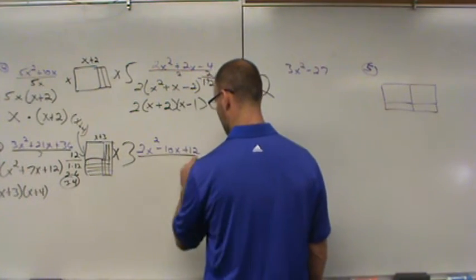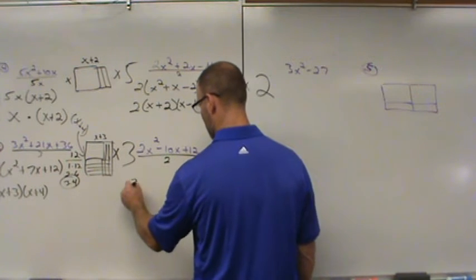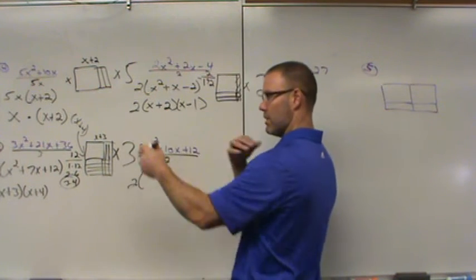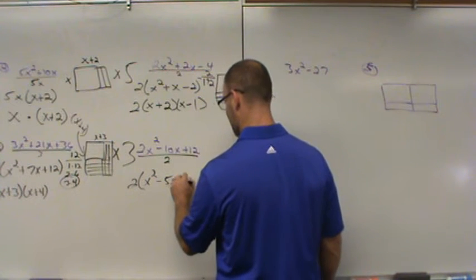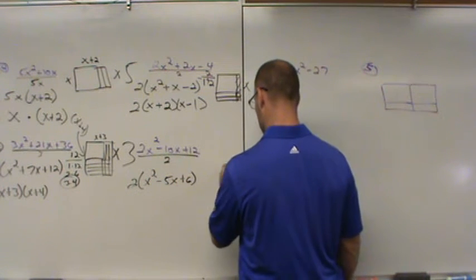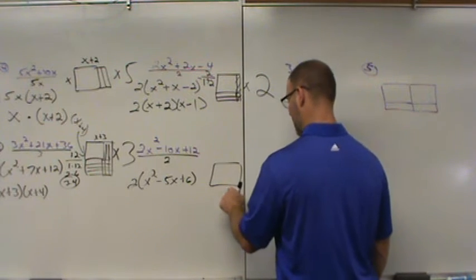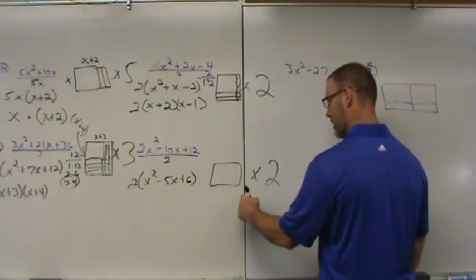Same with the next one. Divide everything by 2 if possible. The first several of these questions are going to be easy. We're going to be able to divide everything by 2. So minus 5x plus 6. Again, I have 2 of these. I'm going to make note of that.